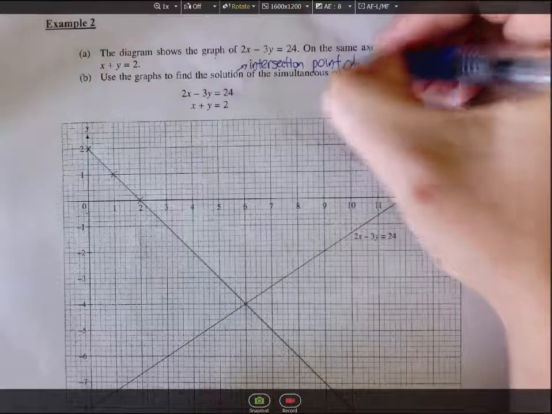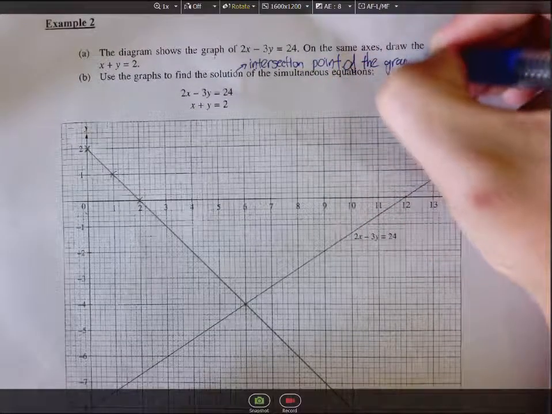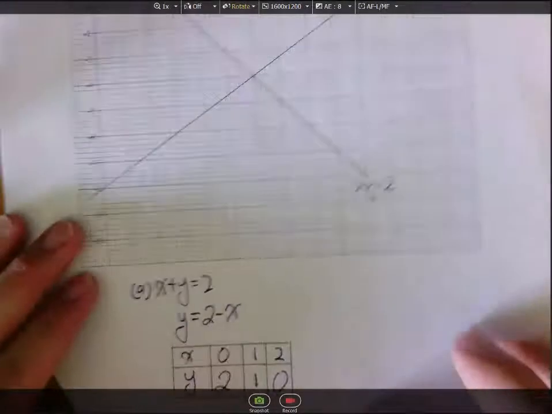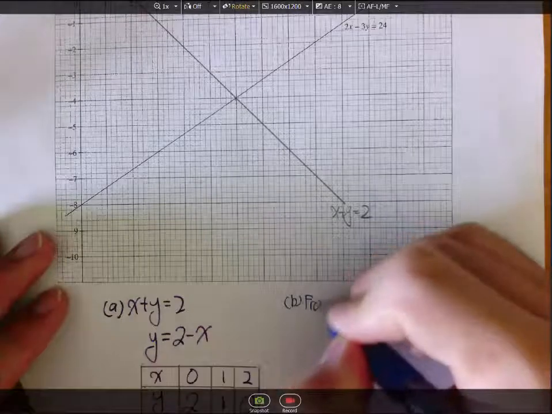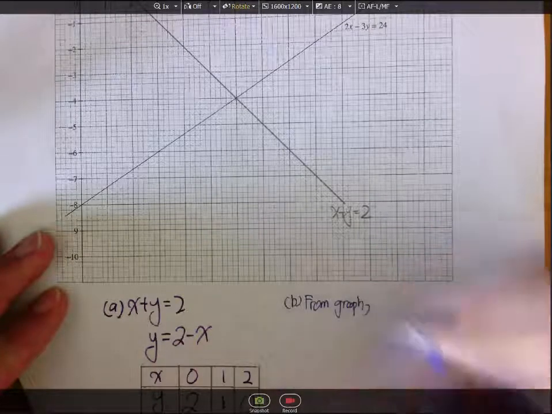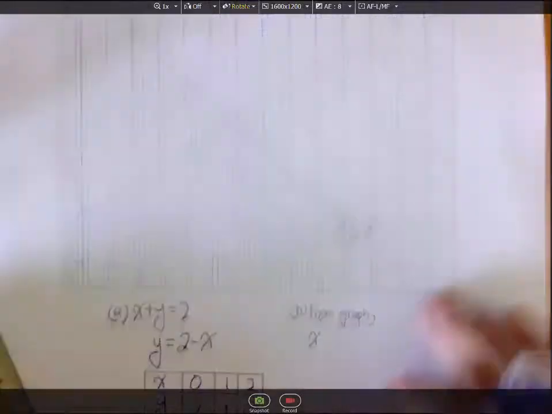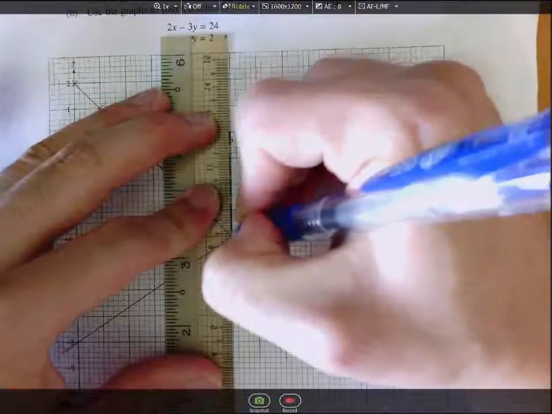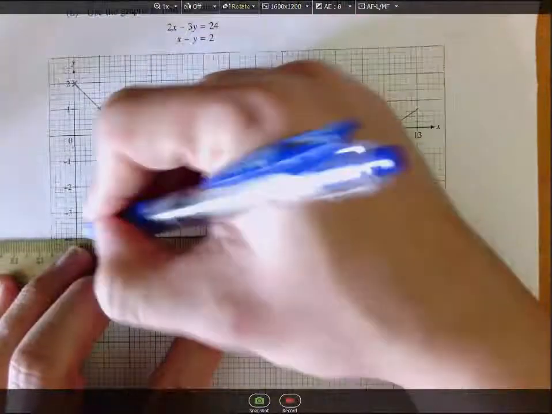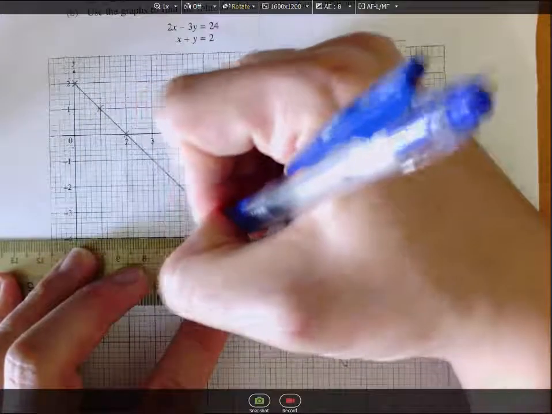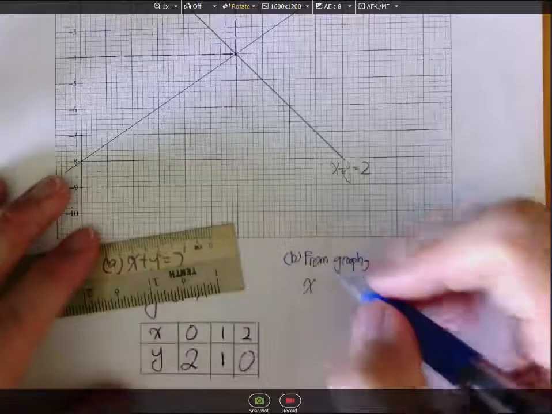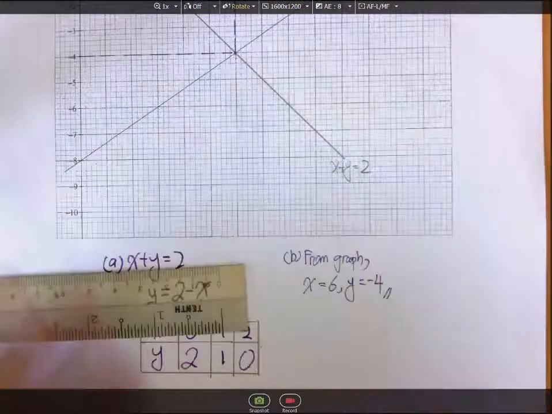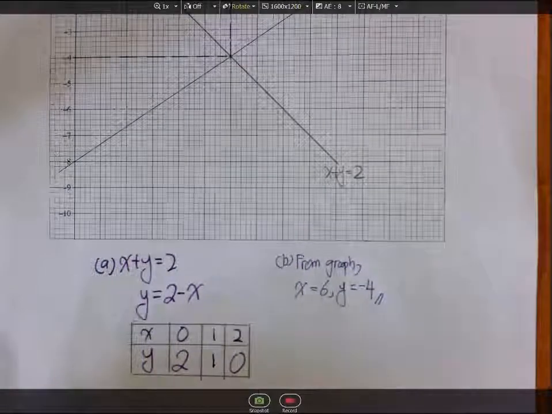So basically, the solution graphically is the intersection point of the two graphs, because it satisfies both equations. So therefore, for part B, I say this: from graph, my x value is 6 and my y value is -4. So I write there below, x equals 6, y equals -4. And that's how we solve simultaneous equations graphically.